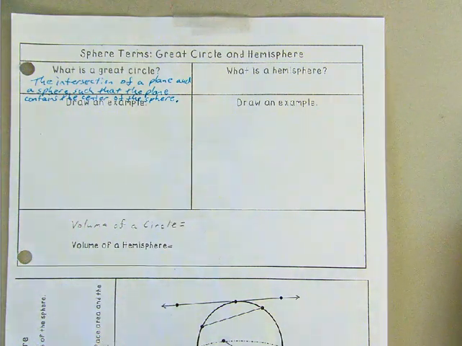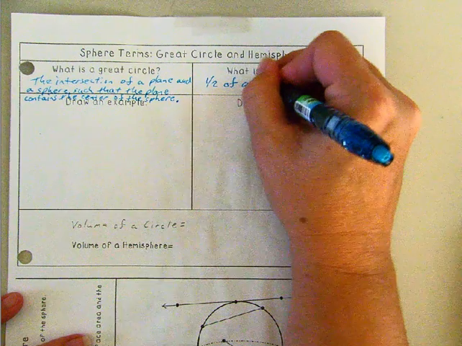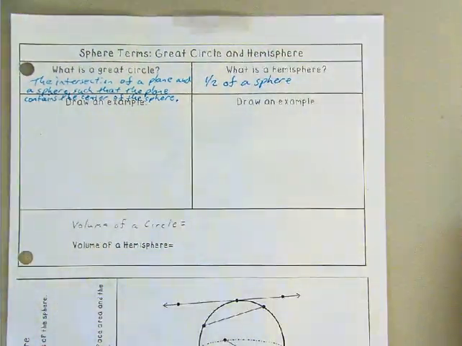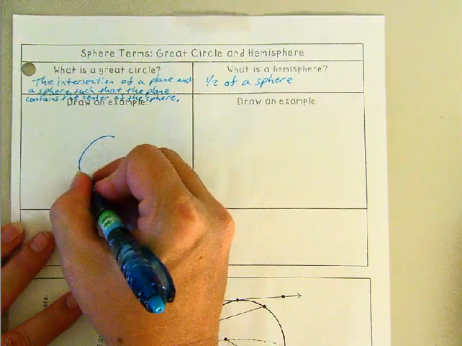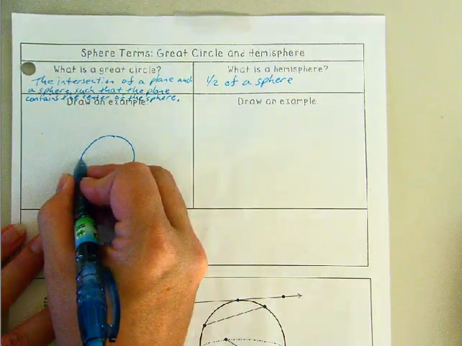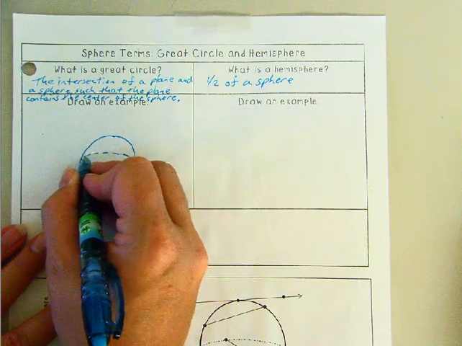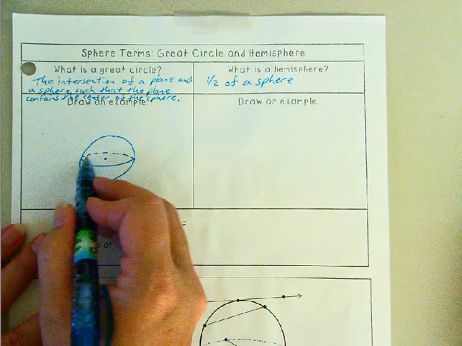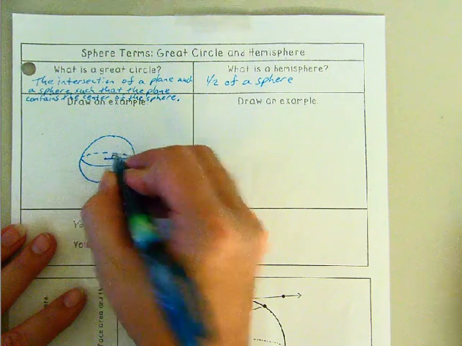So what is a hemisphere? A hemisphere is half of a sphere. We're going to draw a couple examples. First, we're going to draw an example of a sphere. When you actually draw a sphere, we're going to make an oval that goes through the middle here. And your great circle is actually where that oval is. Okay, and R is there.